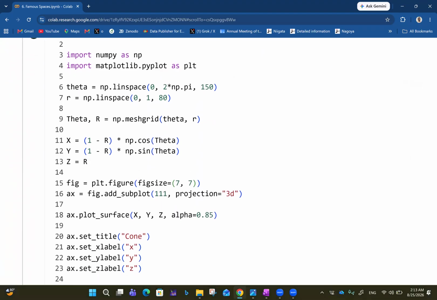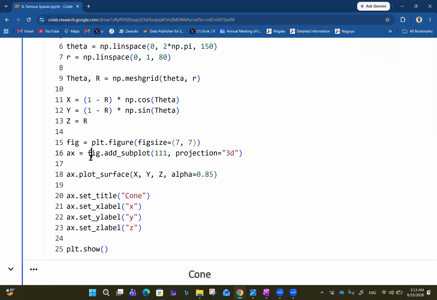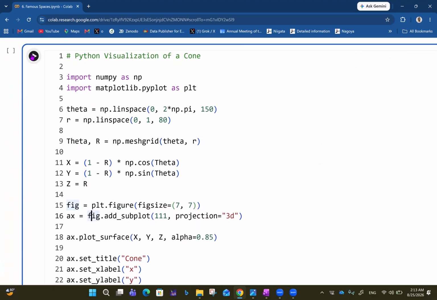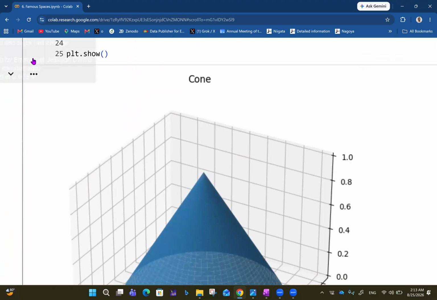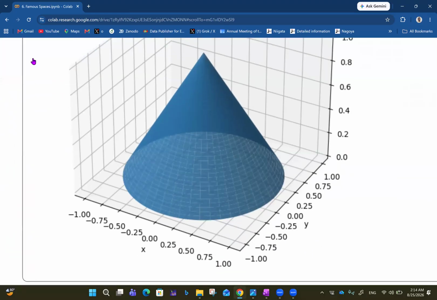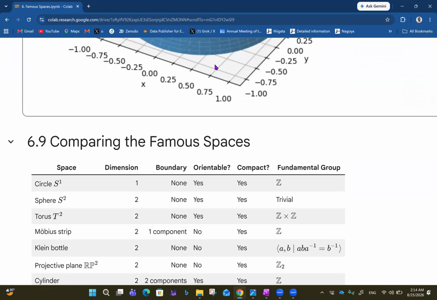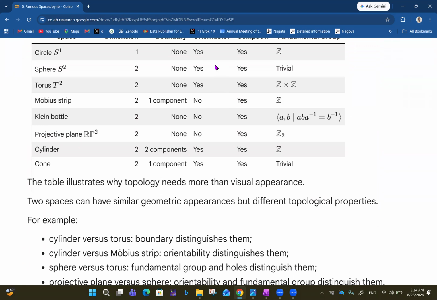Then we have theta, you have 0 to 360 degrees, then r is from 0 to 1. Then you have theta and r for the mesh grid. So you then have 1 minus r cos theta, 1 minus r cos theta. So we put all of that together and we get our cone like this. So it's more like, you have a cylinder and then you collapse the circle into just a single point up there. Talking about that contraction we came across.